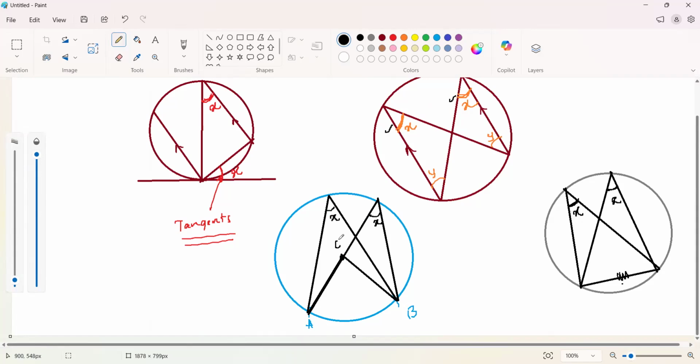If I consider this one as the center point, the angle on the circumference is double the size of the angle at the center. If I consider this one as x, this one should be 2x. The size is doubled. Is that clear? Okay, I'll quickly give some work.